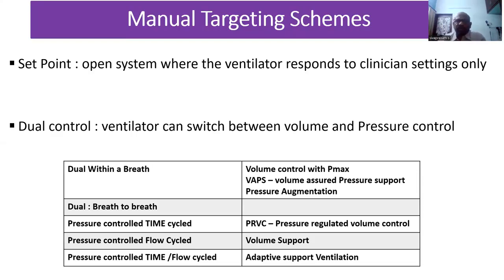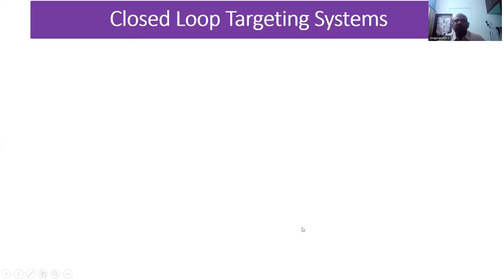Breath to breath alternation, if it is time cycled, that is, whenever I say the word time cycled, it means the patient has continuous mandatory, or continuous intermittent, or intermittent mandatory. There must be a mandatory breath. Only then is it time cycled. So pressure control time cycled, the example is PRVC, that is pressure regulated volume control. Whenever it is flow cycled, it's volume support, and both either time or flow, it means adaptive support ventilation.